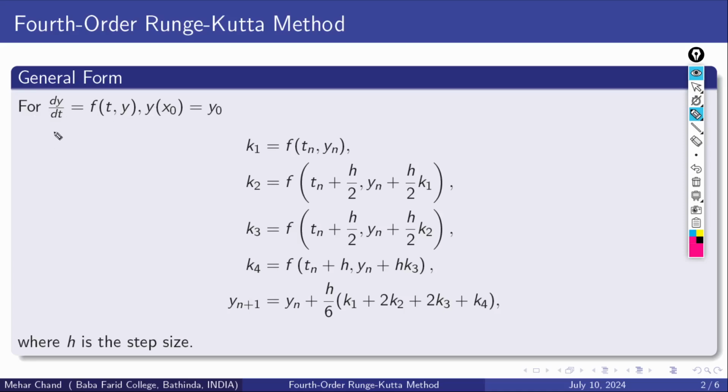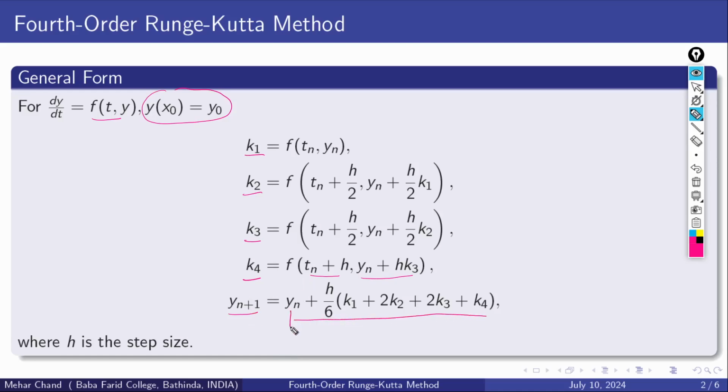This is the general form: dy/dt is equal to f(t,y), and at this place we are given the initial condition. For that, we have to first compute k1, which is equal to f(tn, yn), k2 is equal to f(tn plus h/2, yn plus h/2 k1), k3 is equal to f(tn plus h/2, yn plus h/2 k2), and k4 is equal to f(tn plus h, yn plus h k3). y(n+1) is unknown on the left hand side, and on the right hand side all these parameters are known.